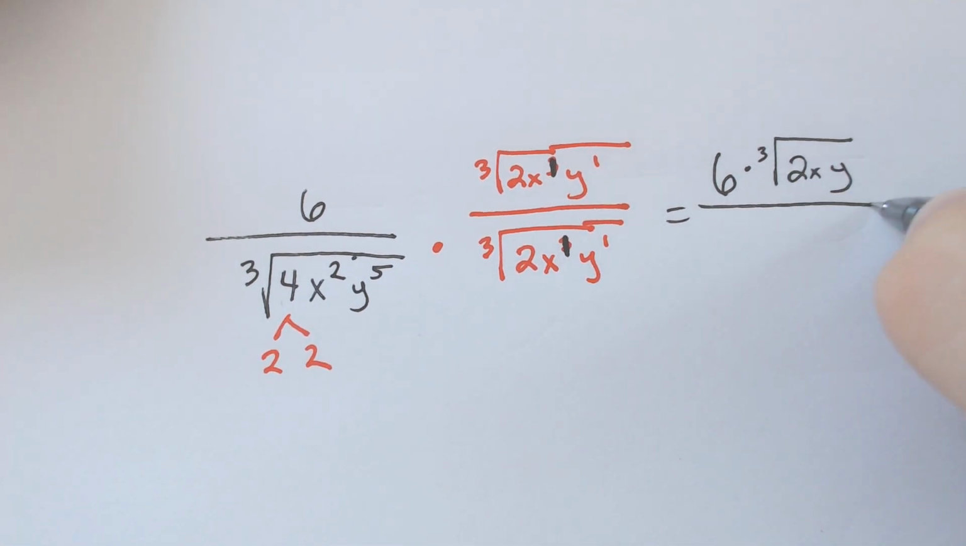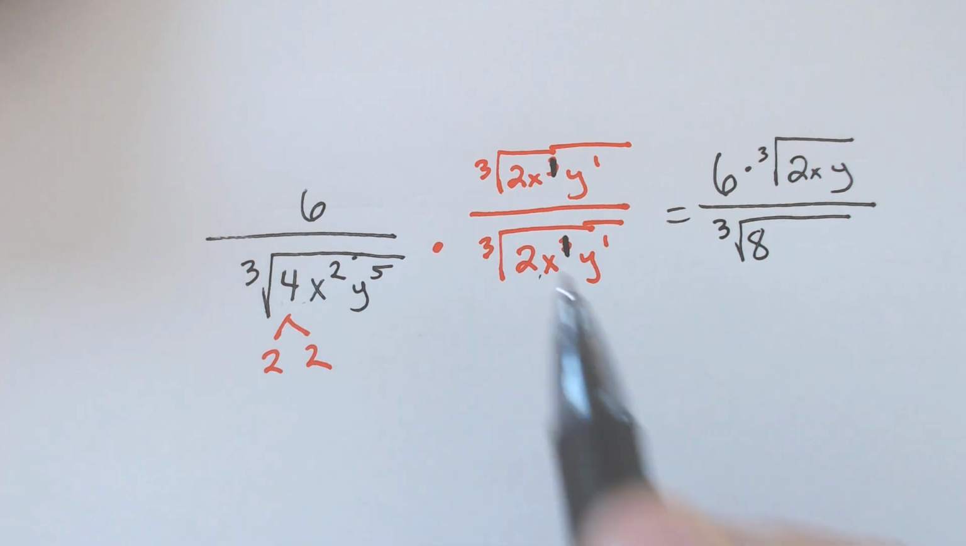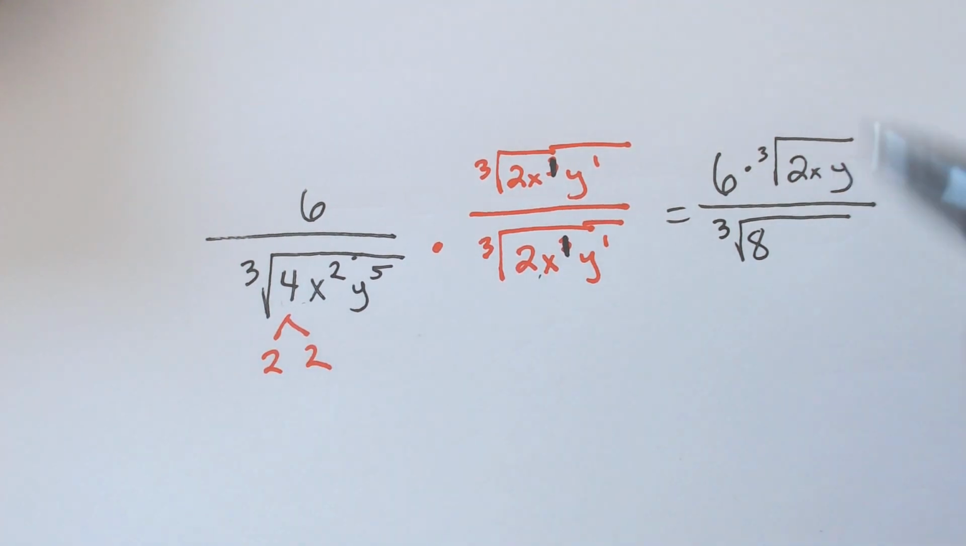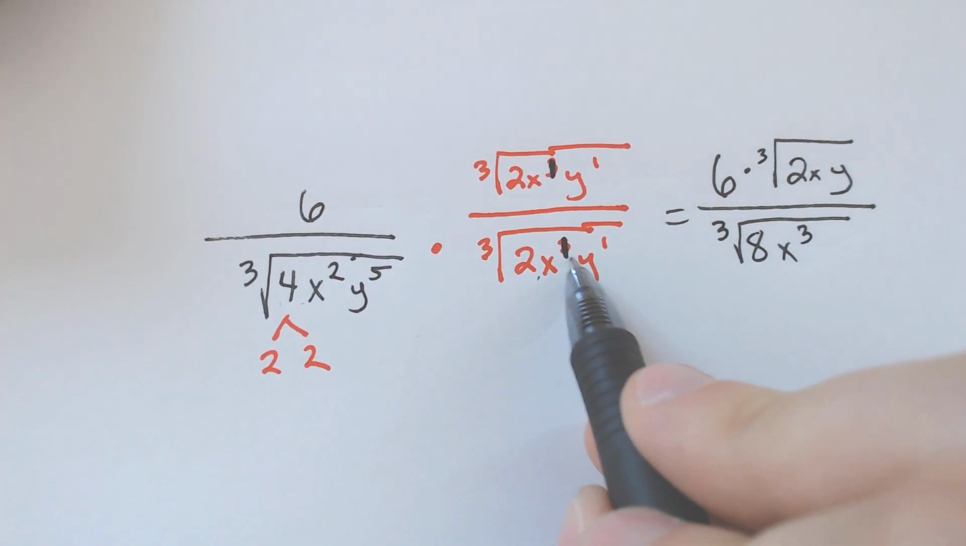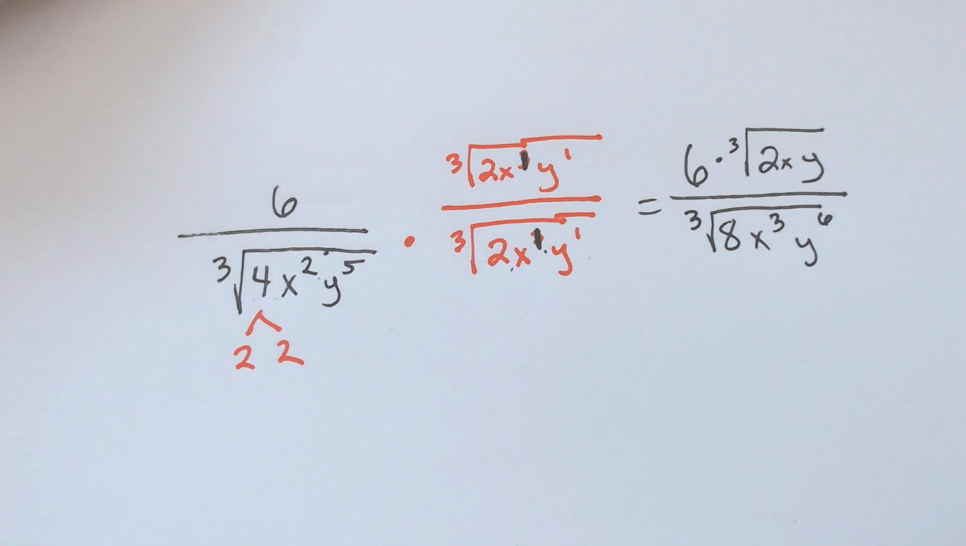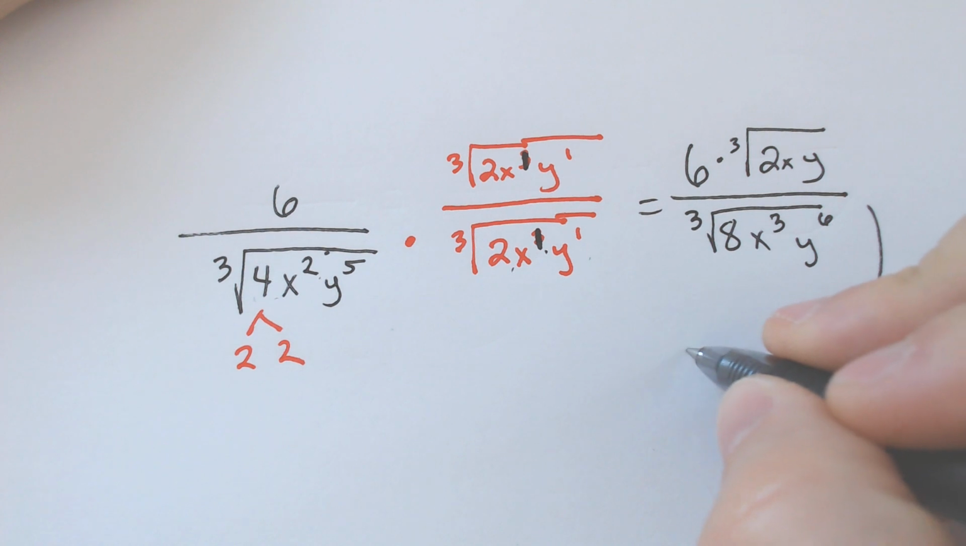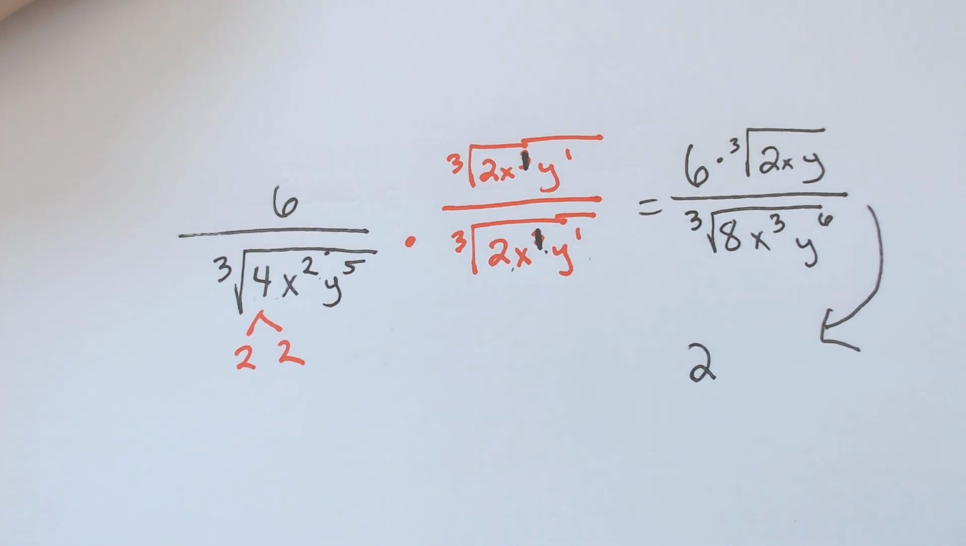And here on the bottom of the fraction, you'd end up with the cube root of 8, because 4 times 2 is 8. X to the 3rd power, because 1 and 2 make 3. Y to the 6th power, because 1 and 5 make 6. All of that is for naught, because you hopefully would realize that the cube root of 8 is 2. You wanted that to happen. 2 times 2 times 2 makes 8. So you expected that to happen.